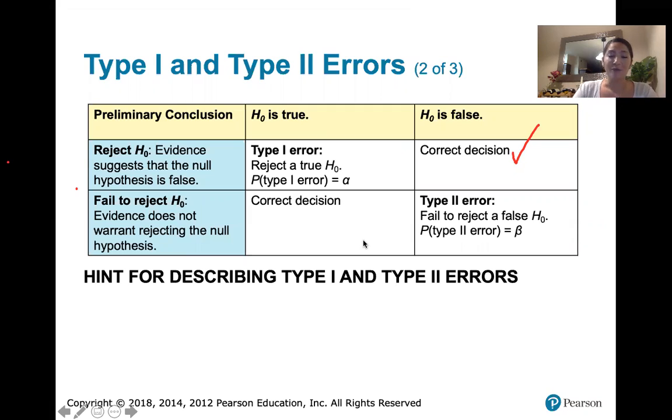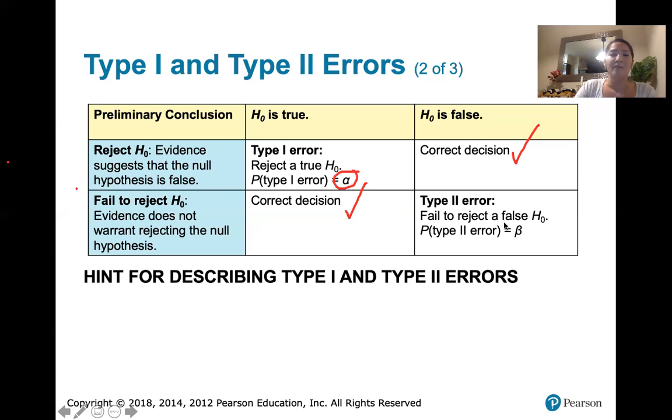Now, another way that we could be right is to fail to reject the null hypothesis when it's actually true. So that means sample evidence suggests that we shouldn't reject the null hypothesis. We don't have enough evidence to reject it. And that's a good thing because it's actually true. But it's possible that evidence might suggest that we reject that null hypothesis. The evidence might suggest that the null hypothesis is false when the reality is that the null hypothesis is true. That's a type 1 error associated with probability alpha.